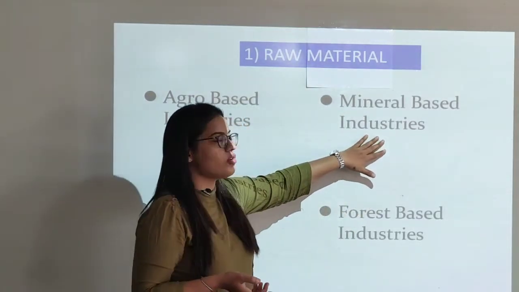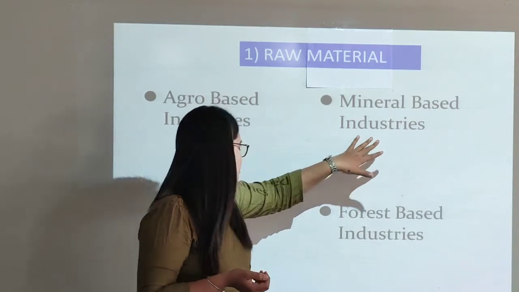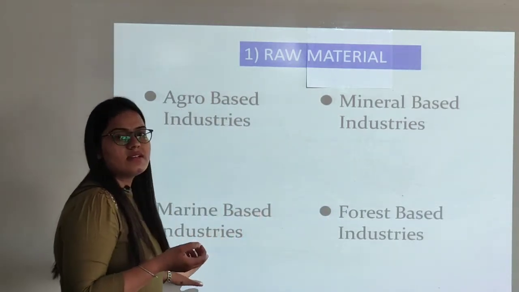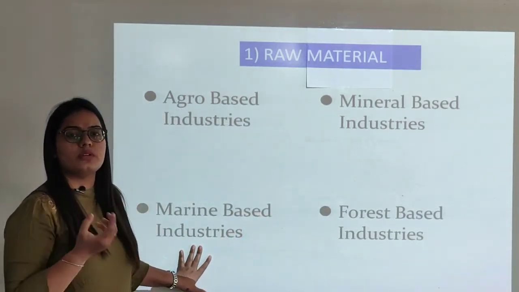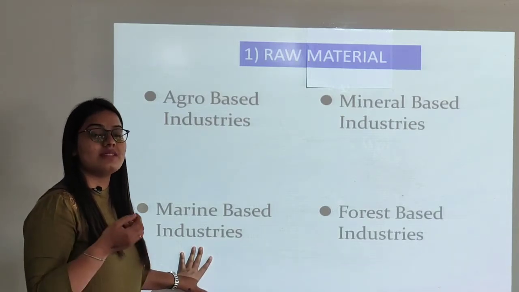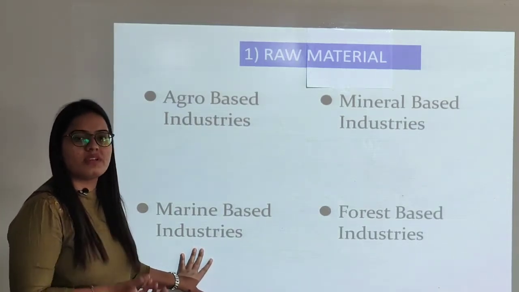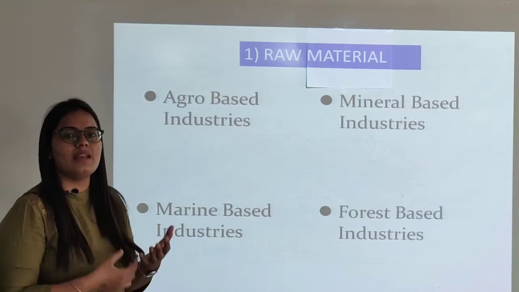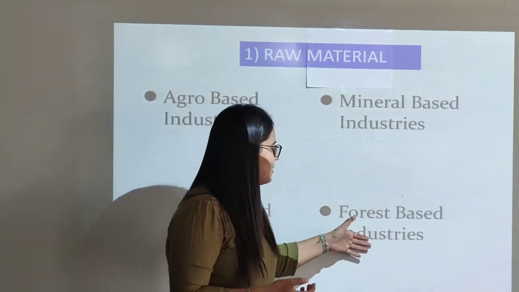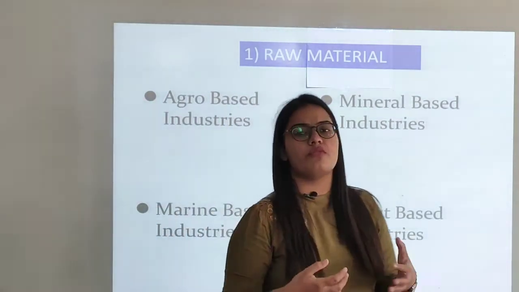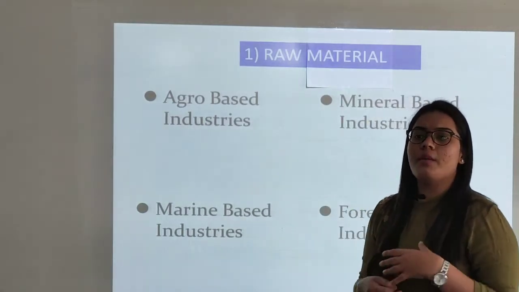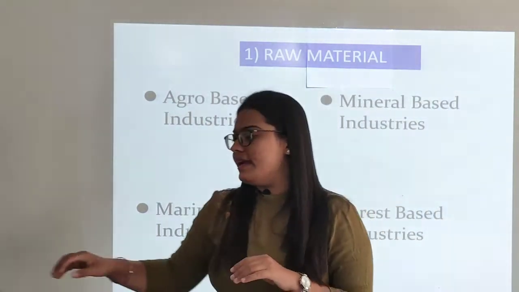The industries are based on the raw material they use. Next is marine. These are the industries which use the raw material from seas and oceans and from the rivers, and they extract a final product from that. Forest-based industries are the industries which use forest products for the manufacturing of goods.